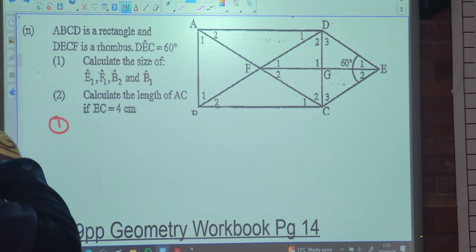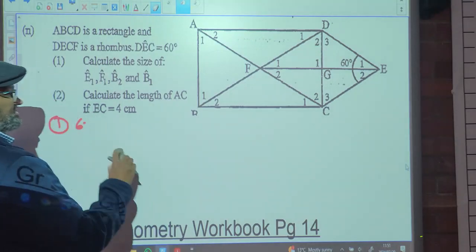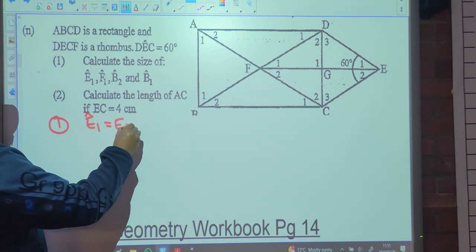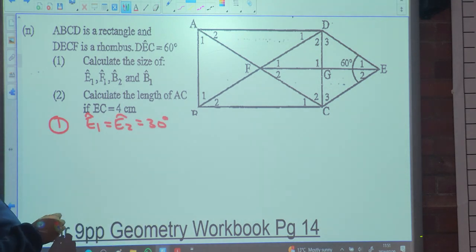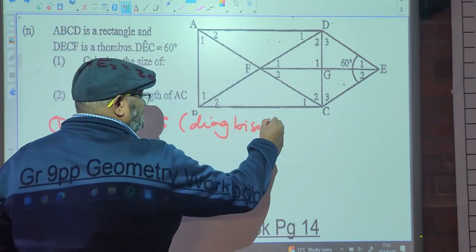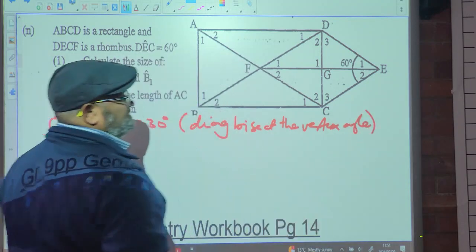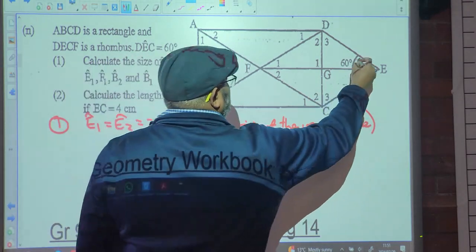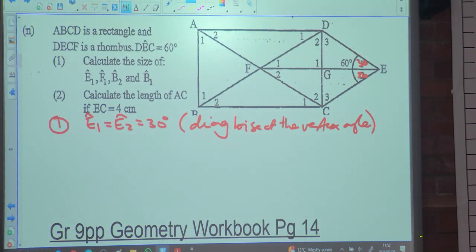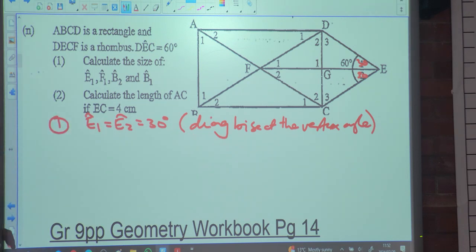Number 1 says E1. So we said E1 is equal to 30, which is equal to E2. E1 is equal to E2, which is equal to 30 degrees. Why? Diagonals bisect the vertex angle. So it's 30 here, 30 here. They didn't ask E2, but okay, that's why they asked E1.